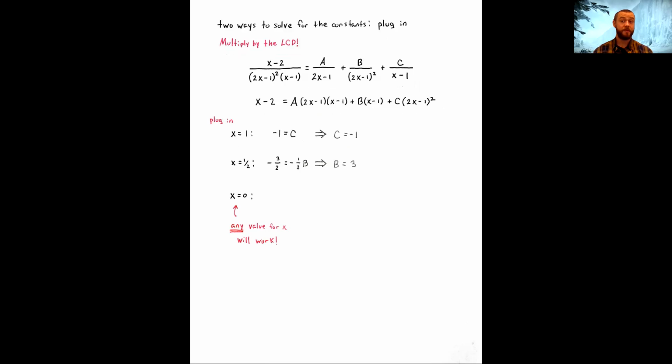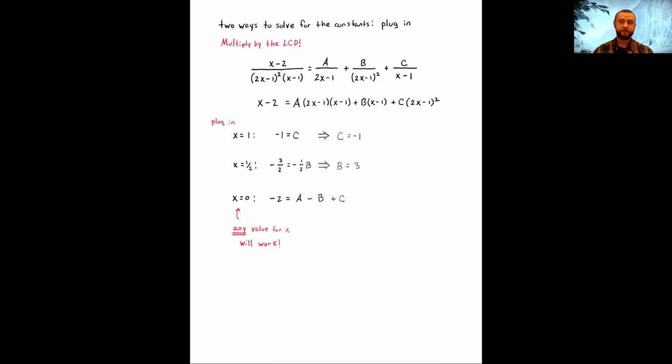Make sure to plug that in also on the left side. All right, now the equation you should get might have A, B, and C in it, but we already know the values of B and C. So your first step in plugging in x equals 0, you should get this equation. It contains all 3 unknowns, but realize at this point in solving this problem, we know the values of B and C. If you plug in B as 3 and C as -1, you'll have an equation only involving A, which is your last unknown constant to solve for.